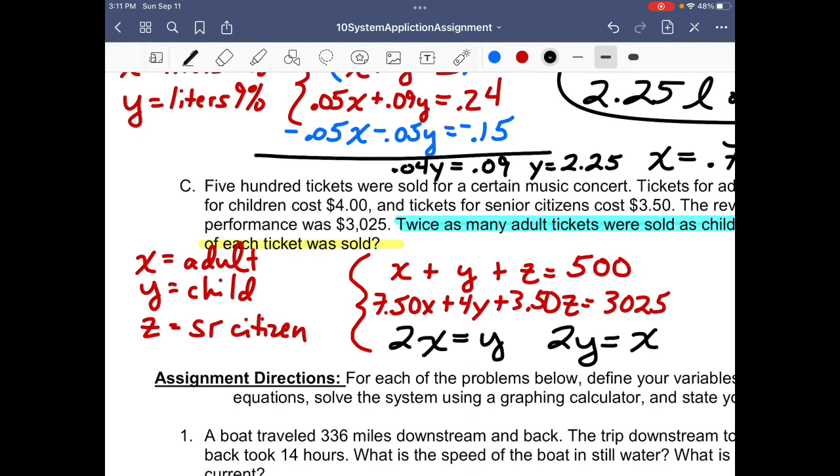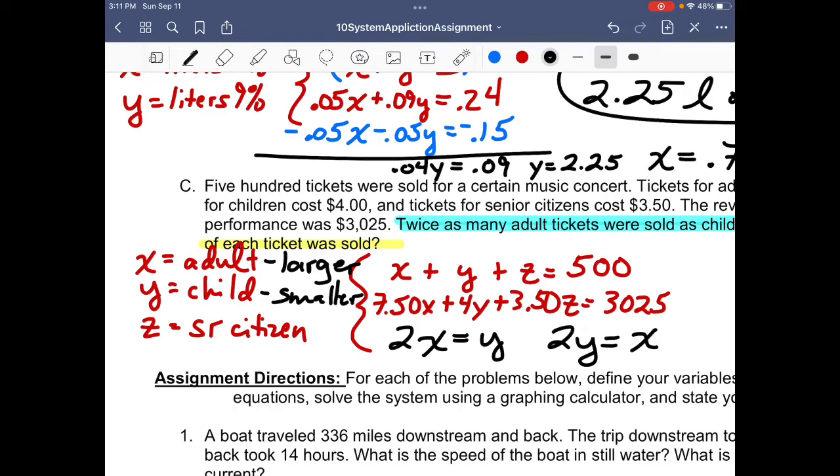Now, this is sort of the age-old dilemma of this statement, twice as many. We all know what twice means, but let's think about it. That means that the adults are the larger ticket, right? If twice as many adults were sold, then there's more of these. This is the larger number. That means the children is the smaller number.